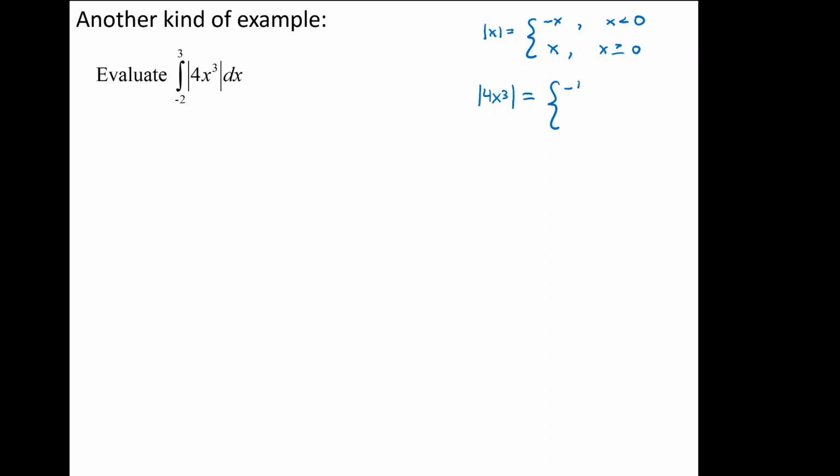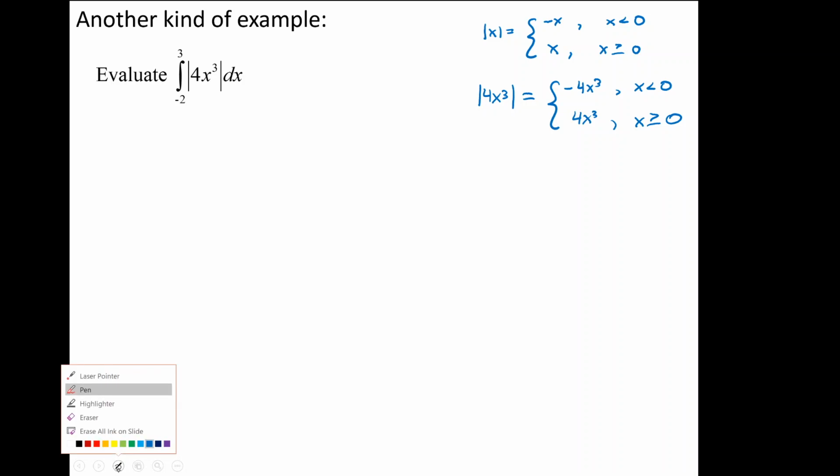It's equal to negative 4x to the 3 for x less than 0, and positive 4x to the 3 for x greater than 0. So think about the x values that would require you to multiply by negative 1 to make the entire expression positive, and x values that you would multiply by 1 to make the entire expression positive. Okay, so see how it switches at 0?